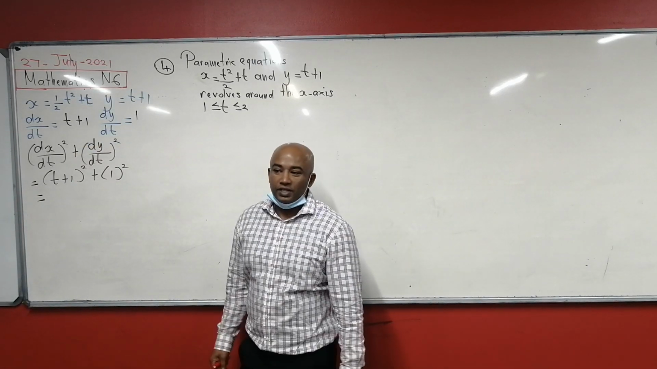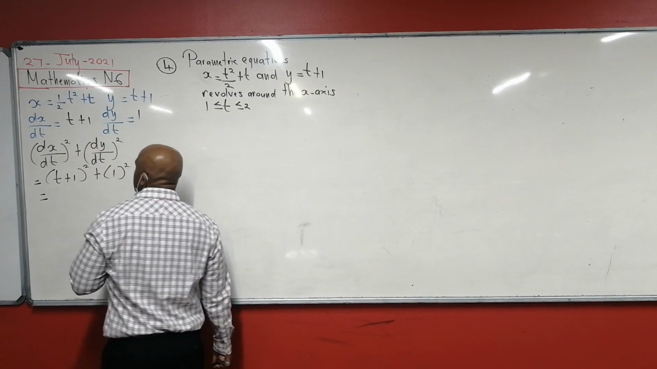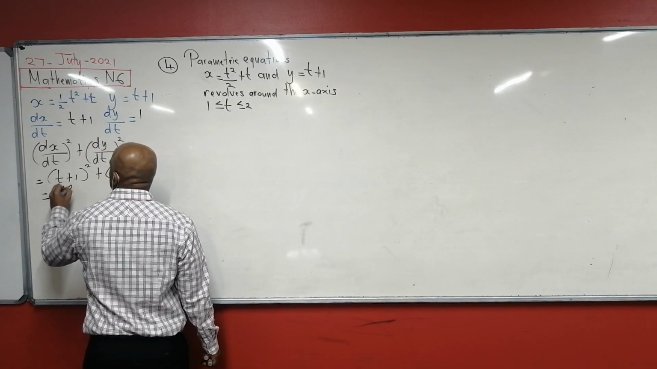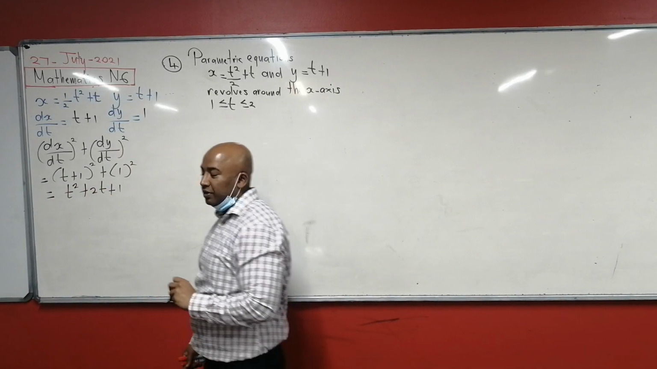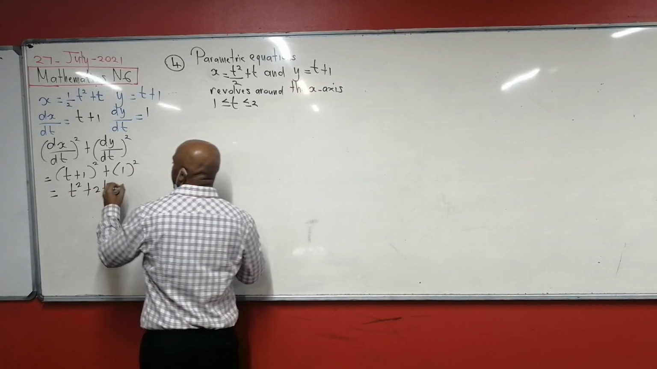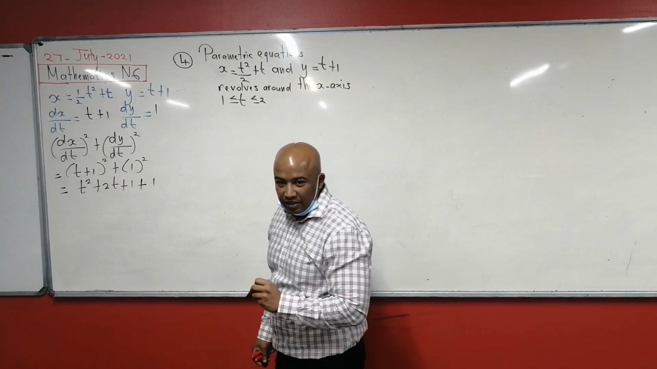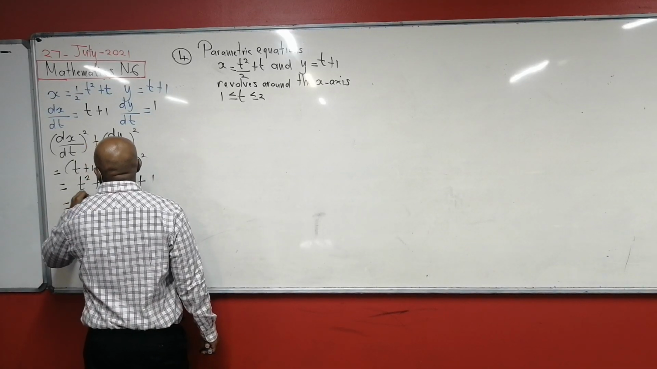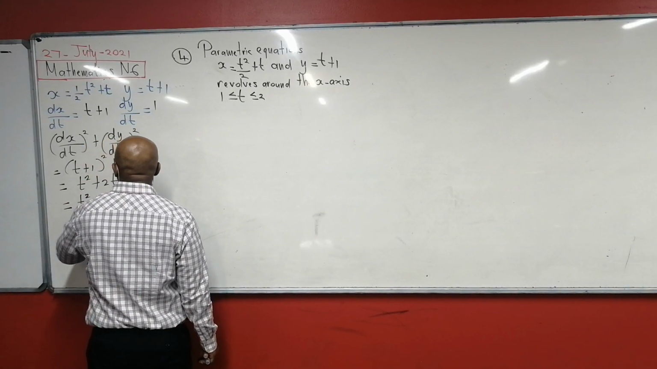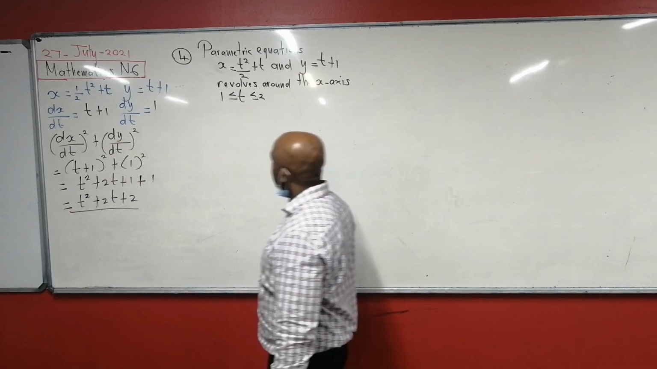Let's square it and see what happens, and then substitute. So t plus 1 all squared is t squared plus 2t plus 1, you know, when you square a plus b, and plus 1 squared, which is 1 again. We're clear with that? So this becomes t squared plus 2t plus 2. That's all I can do there.